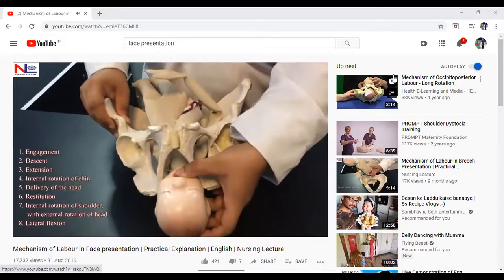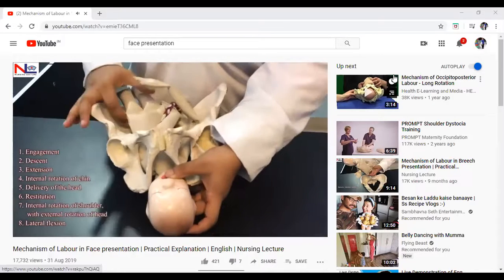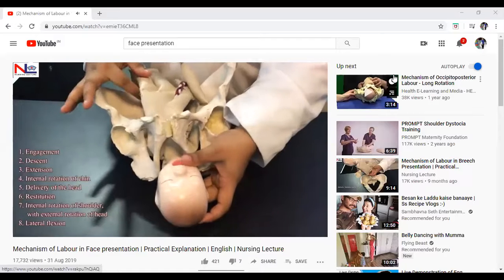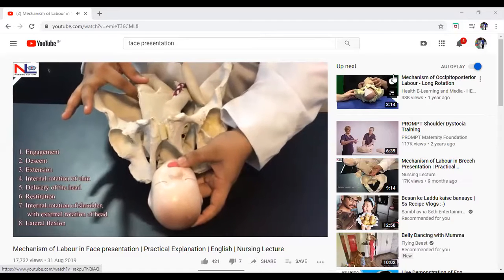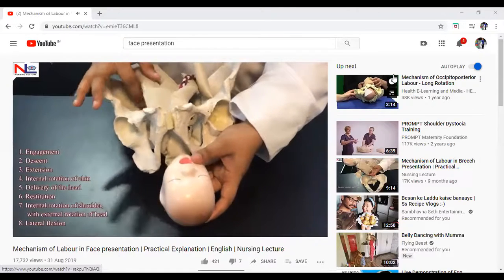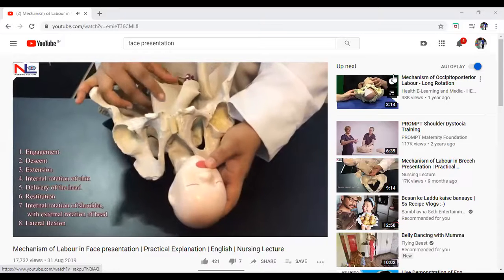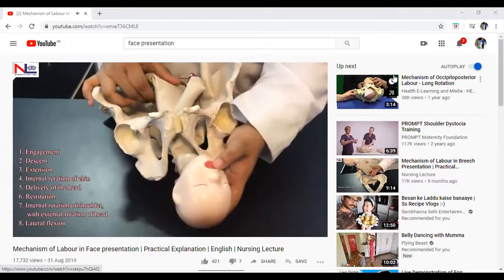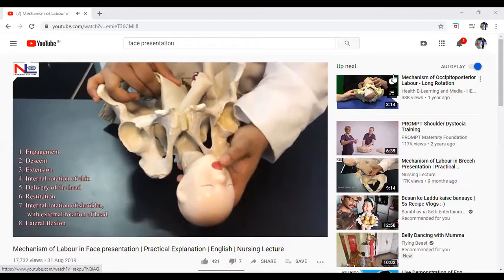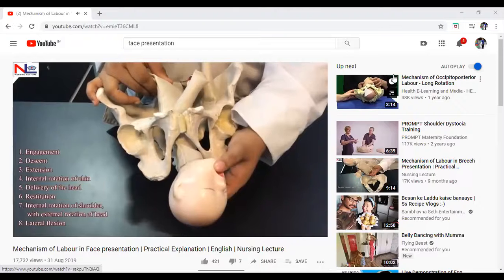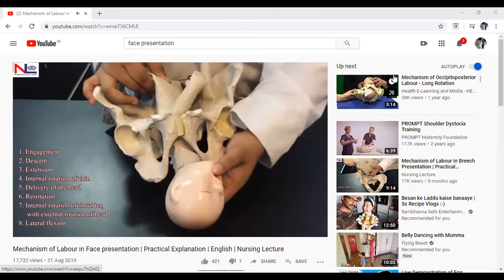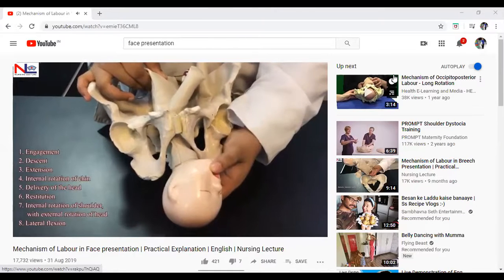After internal rotation, the chin sweeps the subpubic arc, and the chin, face, brow, vertex, and then the occiput are born by the movement of flexion instead of extension as in occipito-anterior. After that, restitution takes place, that is 1/8 of the circle rotation, in which the twist which occurred at the time of internal rotation of the mentum is released.